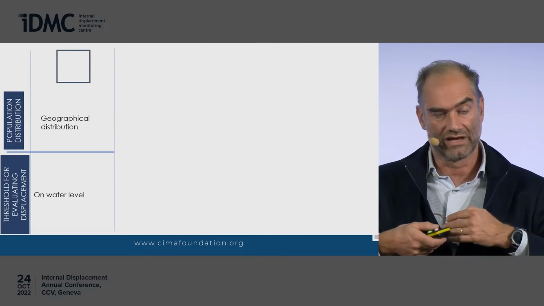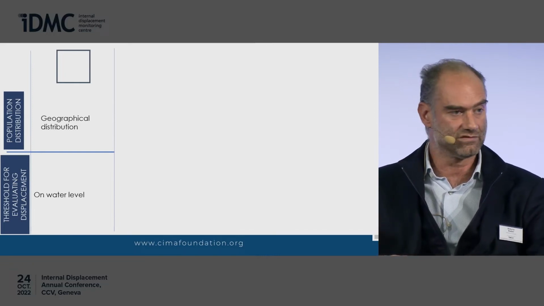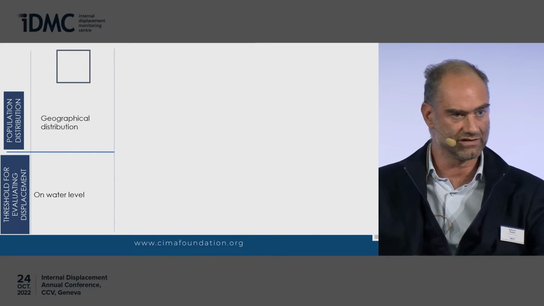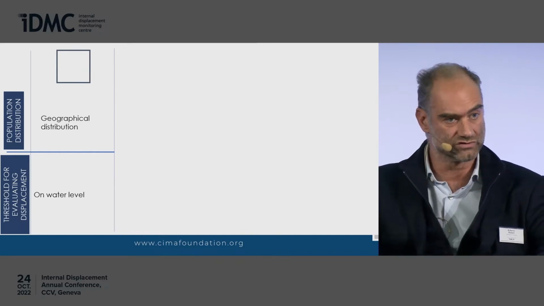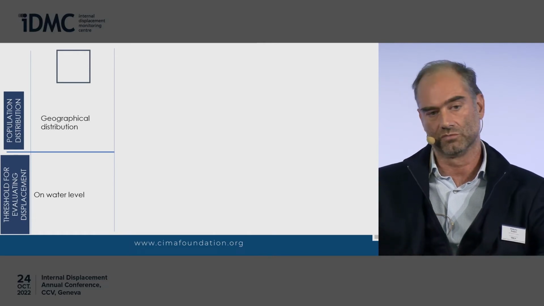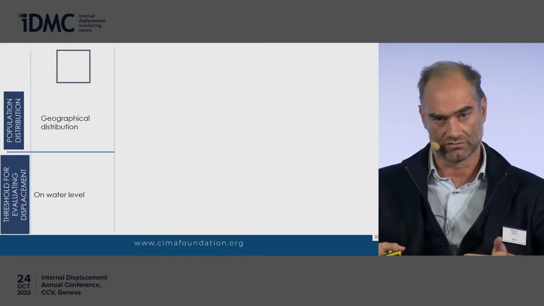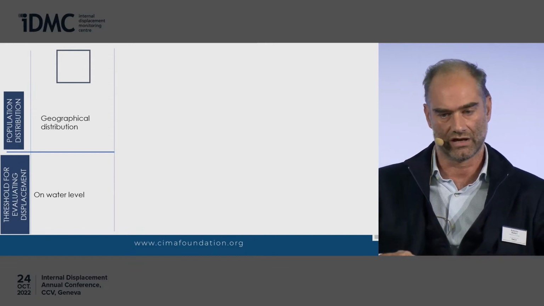where basically we had a sort of threshold on water level. So on the basis of a geographical distribution, if the flood water would reach a certain level, then I would have the possibility of having a displaced person. Okay, and that was the basic idea, because we have damage to the houses.